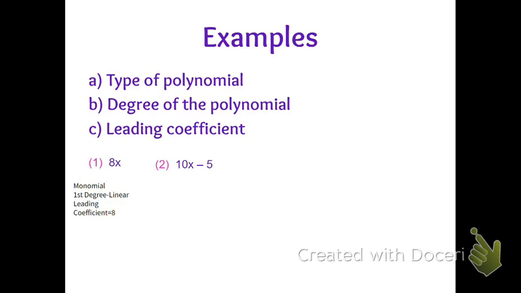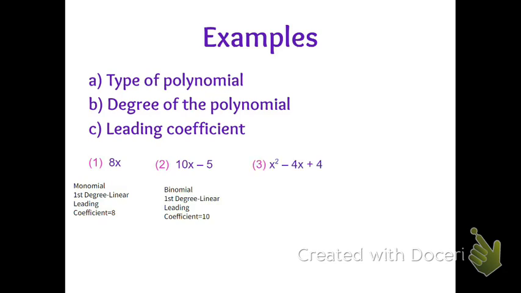For 10x minus 5, that's a binomial. It's got 2 terms. It still has a highest degree of 1, x to the first power, so it's still linear. And the number in front of the x is a 10, so it's got a leading coefficient of 10.